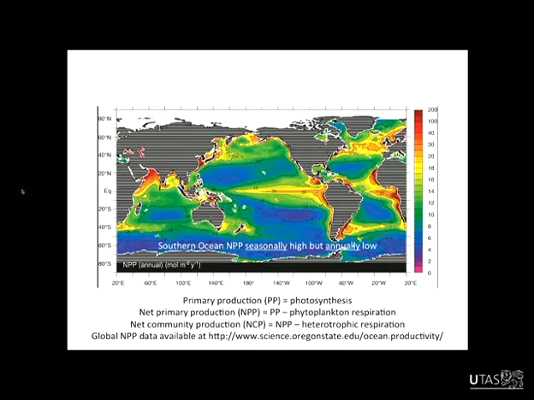So photosynthesis is what's being fueled by sunlight and nutrients. Net primary productivity is that minus the energy the phytoplankton are using to maintain themselves. And then net community production is that minus the higher trophic levels that are consuming phytoplankton.